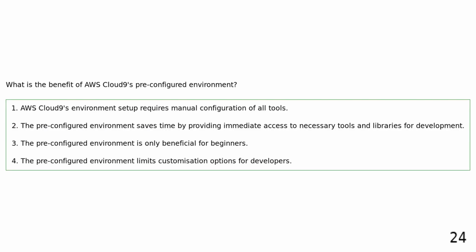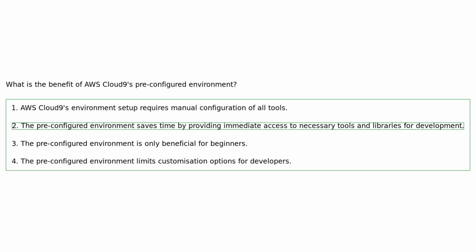What is the benefit of AWS Cloud9's preconfigured environment? AWS Cloud9's environment setup requires manual configuration of all tools. The preconfigured environment saves time by providing immediate access to necessary tools and libraries for development. The preconfigured environment is only beneficial for beginners. The preconfigured environment limits customization options for developers. AWS Cloud9's preconfigured environment speeds up the development process by offering immediate access to essential tools and libraries.